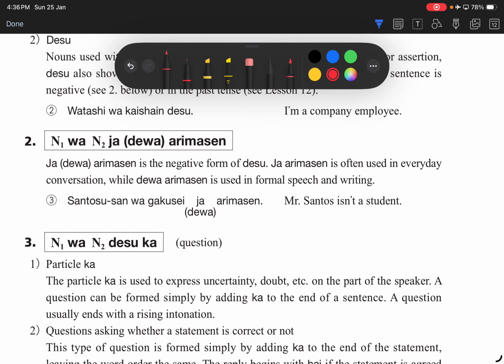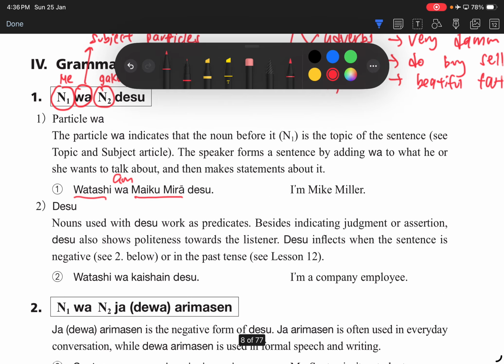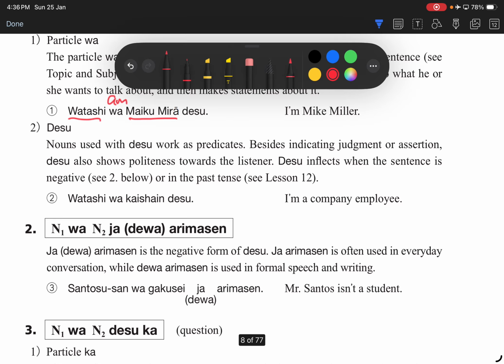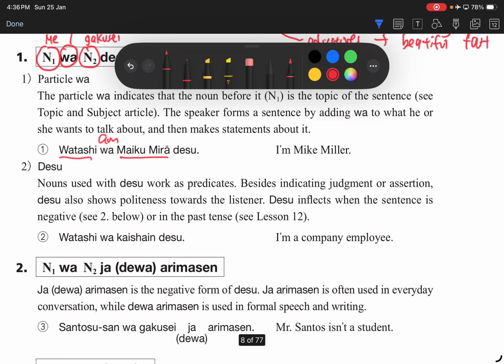Okay, next, number 2. N1 wa N2 ja arimasen. So just now I said N1 wa N2 desu, which means I am Mike Miller. But now I want to say I am not Mike Miller. In English we just add a not, but in Japanese it's a bit of a change. Desu doesn't just serve as a polite marker. Alone it is a polite marker, but it can also serve as a negative conjugator. That means we can make it negative, and we can also make it past tense. So desu has a role, but by itself it really means nothing.